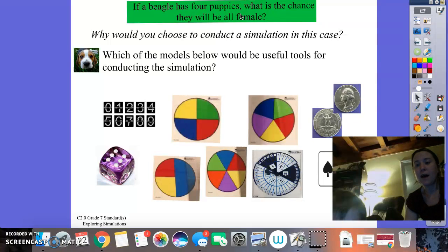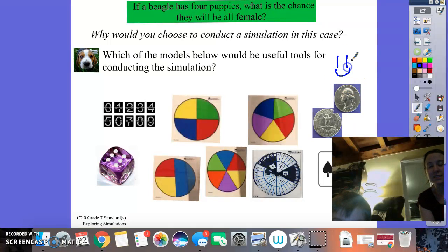So if you have all the options there, there's some that are definitely better than others. So we'll start out with the coin. This would work wonderfully because there's 2 sides to the coin.